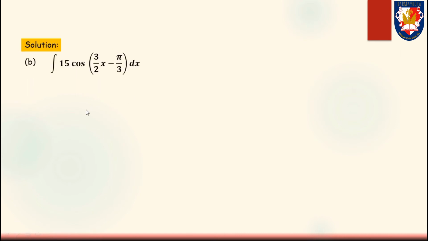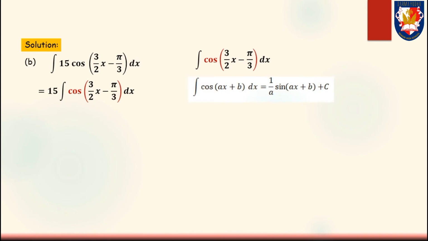Part B, integral of 15 cosine 3 over 2x minus pi over 3 dx equals 15 times integral of cosine 3 over 2x minus pi over 3 dx. So we will work on the integral of cosine 3 over 2x minus pi over 3 dx. So based on the formula of cosine ax plus b dx, we'll have a equals 3 over 2 and b equals negative pi over 3. And then substitute the values of a and b into the formula.